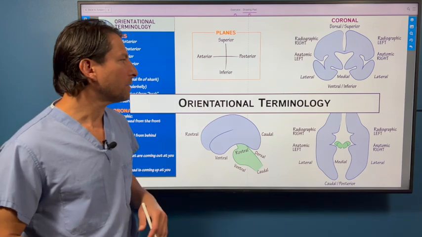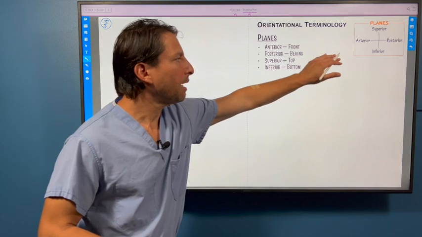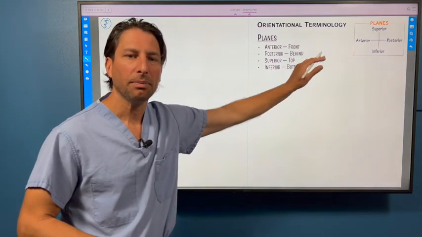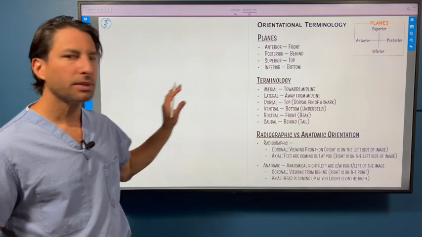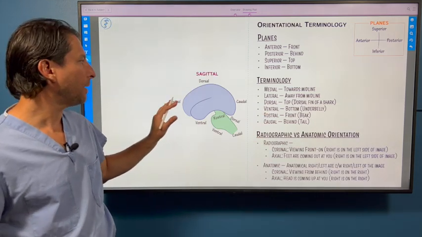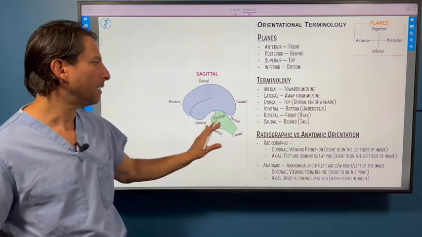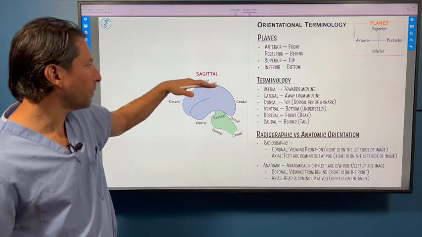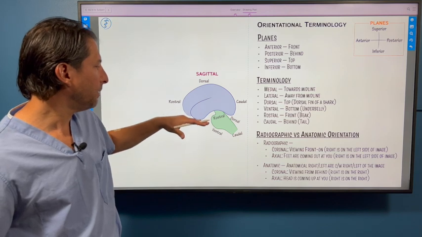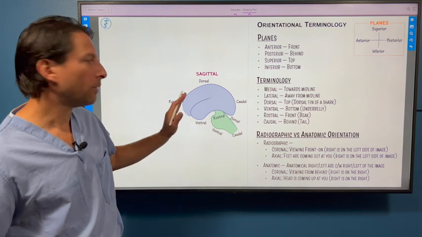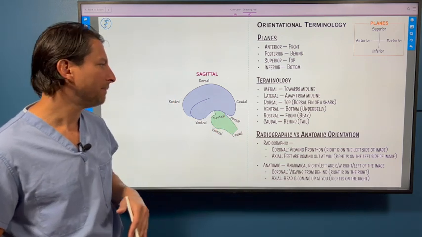Finally, orientational terminology. Different planes: superior top, inferior bottom, anterior front, posterior behind. And then we have terminology that we'll talk about when we talk about these diagrams themselves. So in sagittal view, there's a difference between the brain and the brain stem. We'll just go into the brain here. Dorsal, top, think of the dorsal fin of a shark. Ventral, bottom, it's underbelly. Rostral, think beak. And then caudal, think tail.